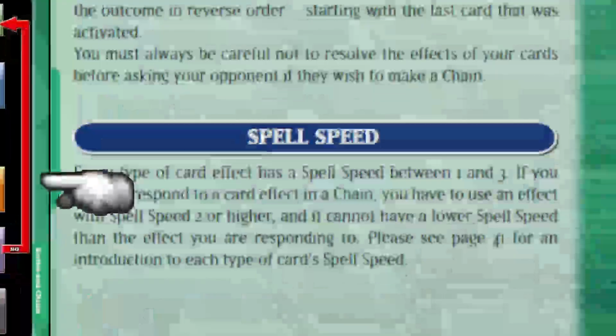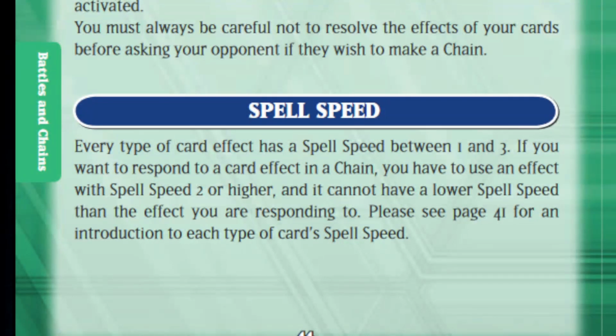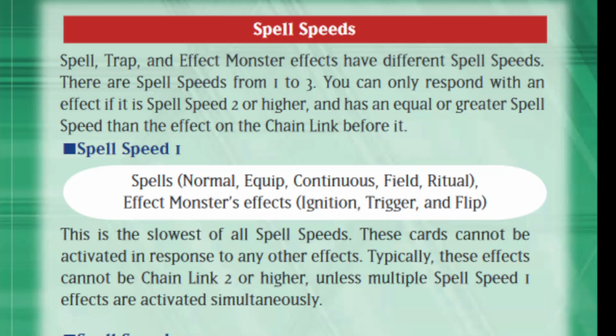So now it's time to talk about speed spell. Every activated effect has a speed spell. A card can have a speed spell that is either 1, 2, or 3. Card effects that are speed spell 1 must start a chain. They cannot be activated in response to other cards, with the one exception that you have multiple trigger effects that activate simultaneously. We'll talk about that as a separate scenario towards the end of the video.